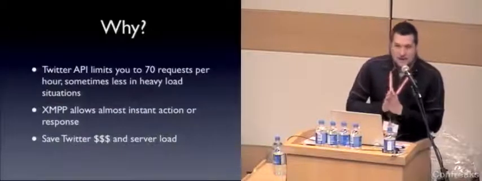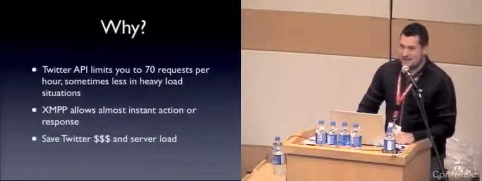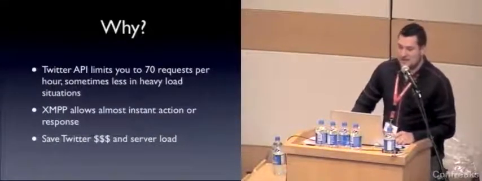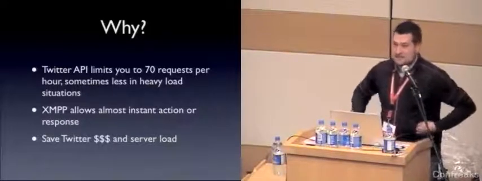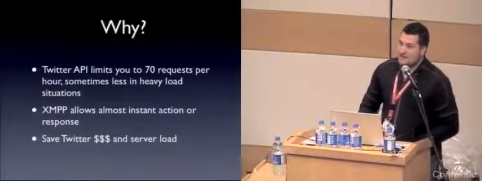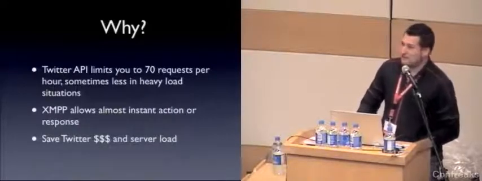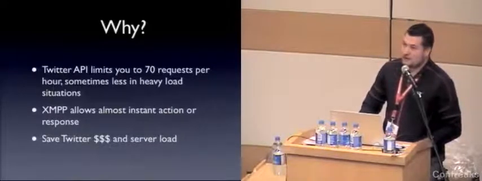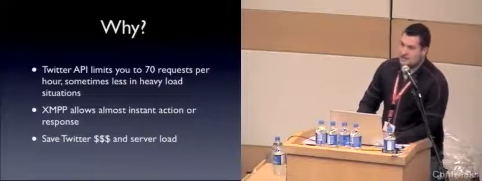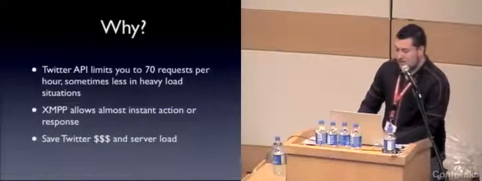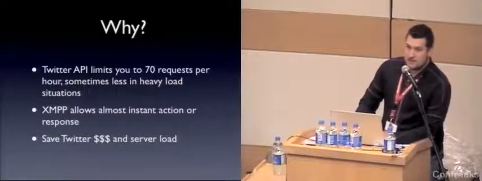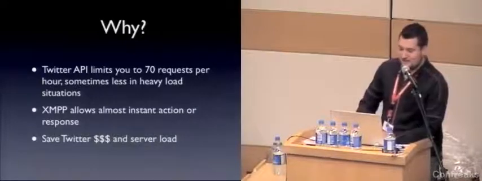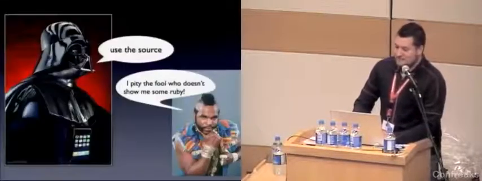Okay, so why would you want to use XMPP integration with Twitter versus their API? The XML API they provide is a really, really great API, but it produces a lot of load on their servers. So they limit you to 70 requests per hour, and they actually scale that back when they're under heavy load. XMPP allows you to instantly respond to a message that you may get. Saves Twitter money and server load.